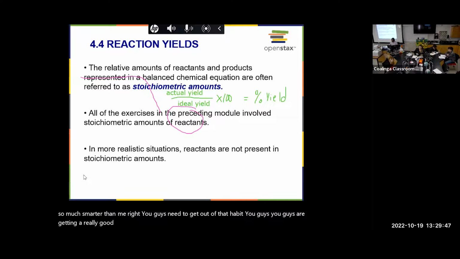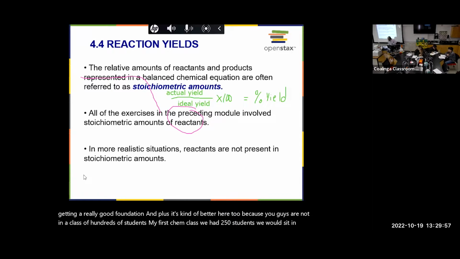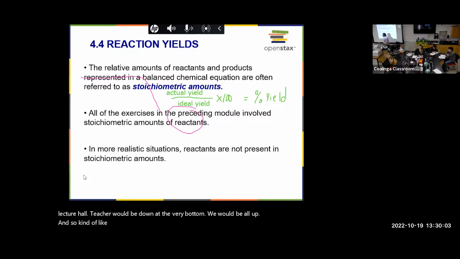Plus, it's kind of better here too, because you guys are not in a class of hundreds of students. My first chem class, we had 250 students. We would sit in this lecture hall, the teacher would be down at the very bottom, and we'd all be up high, like those movies you see, right? A big periodic table on the wall over here, and you're just like, oh shit, you know.